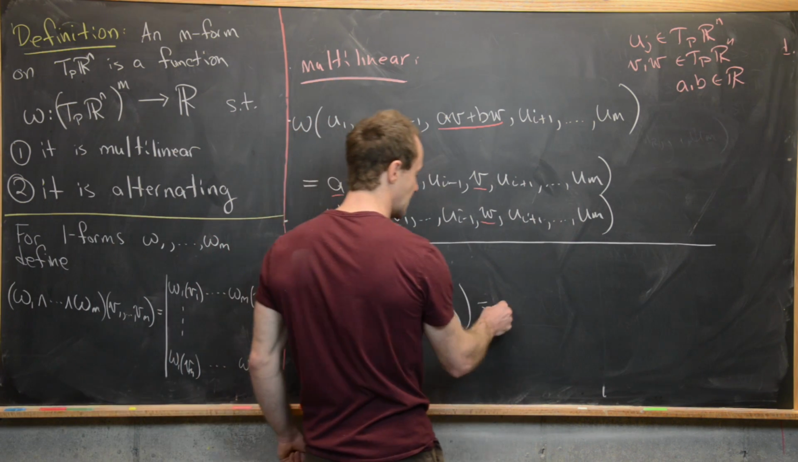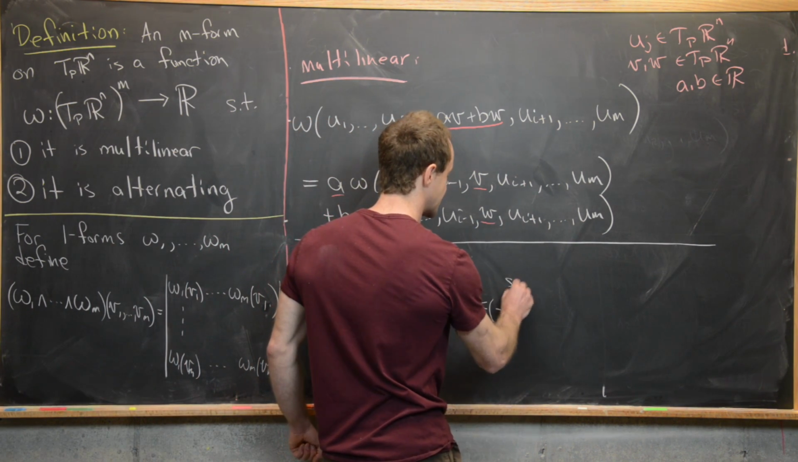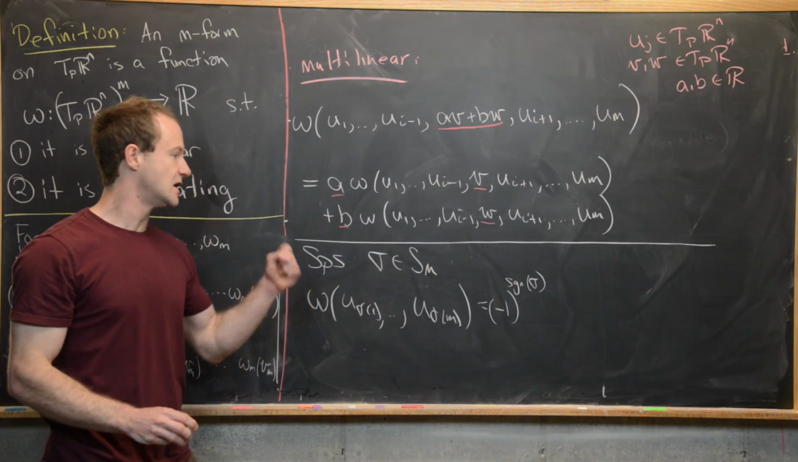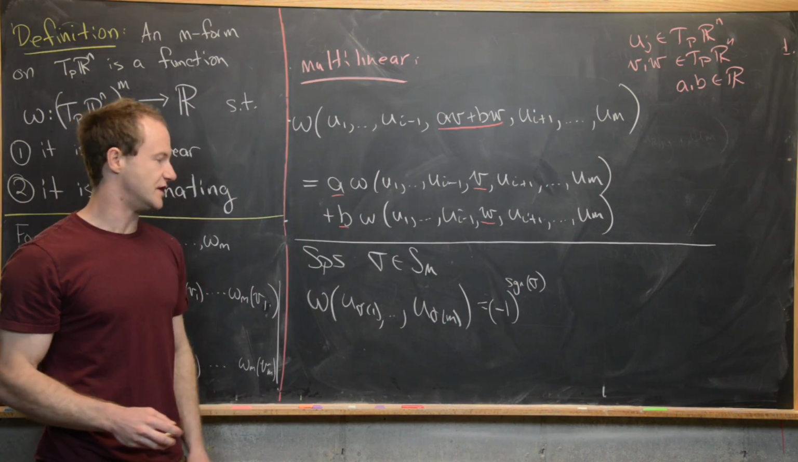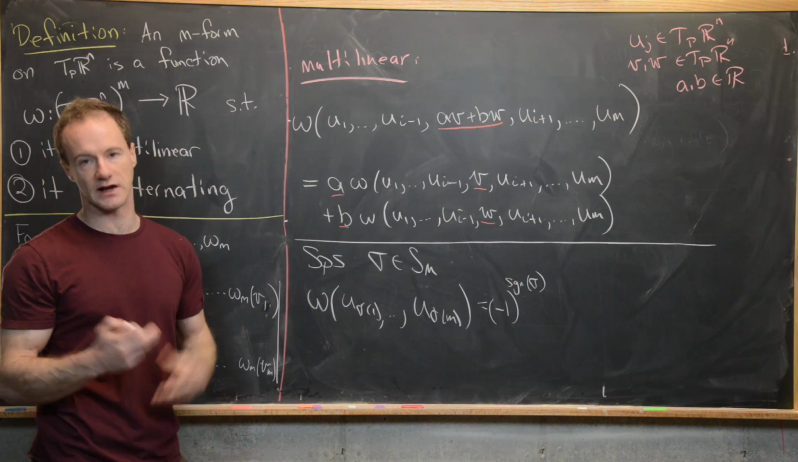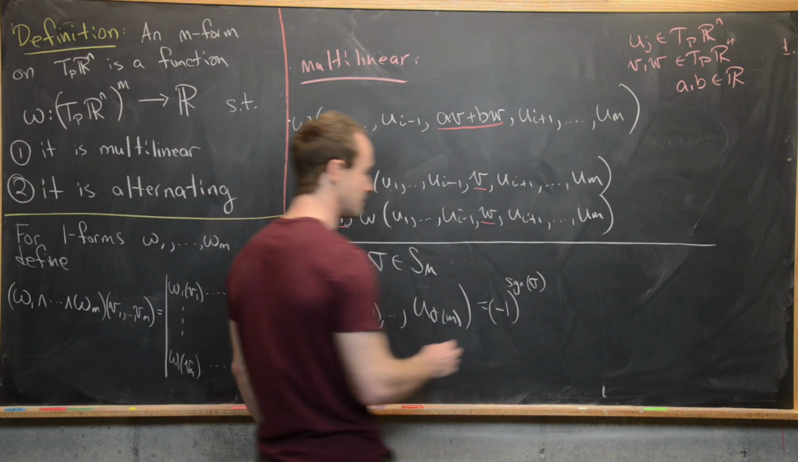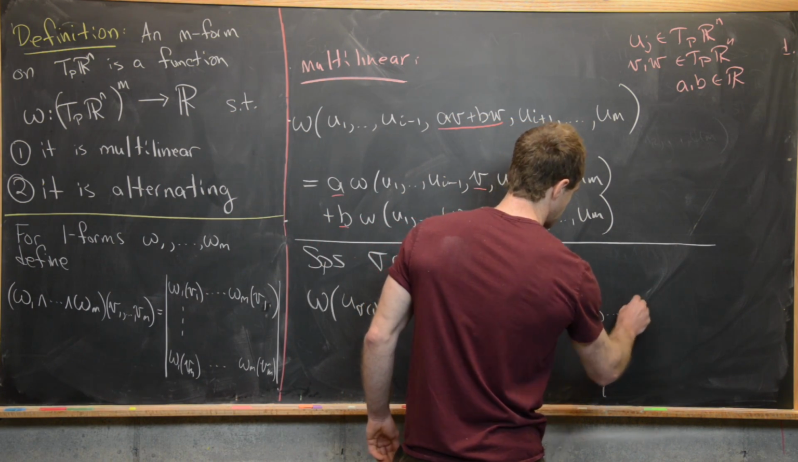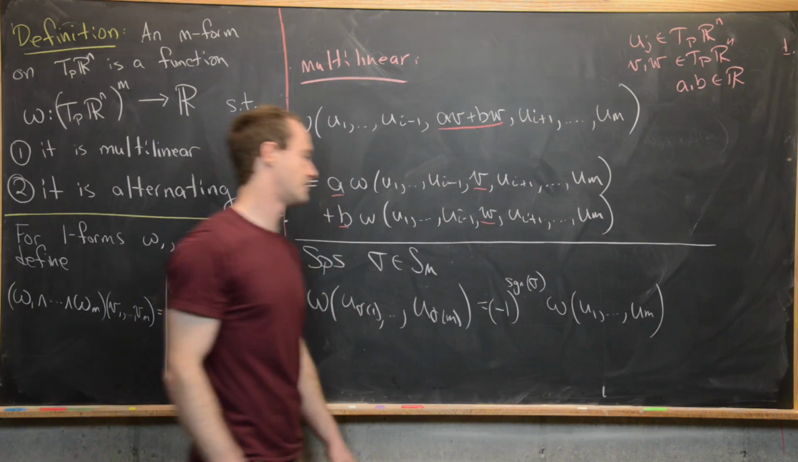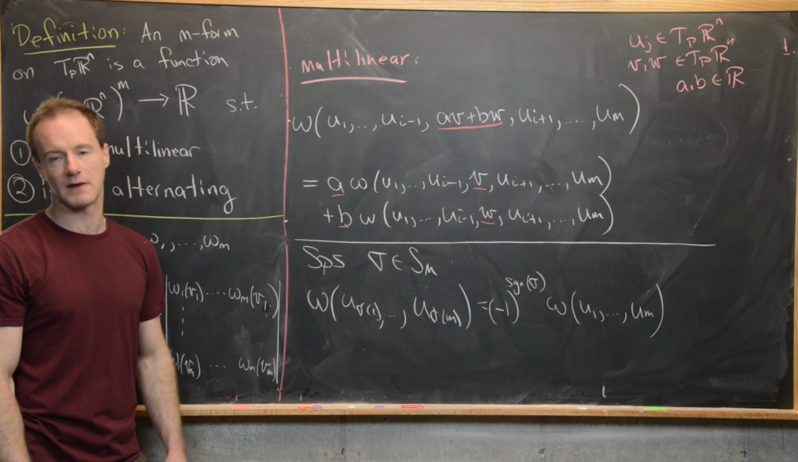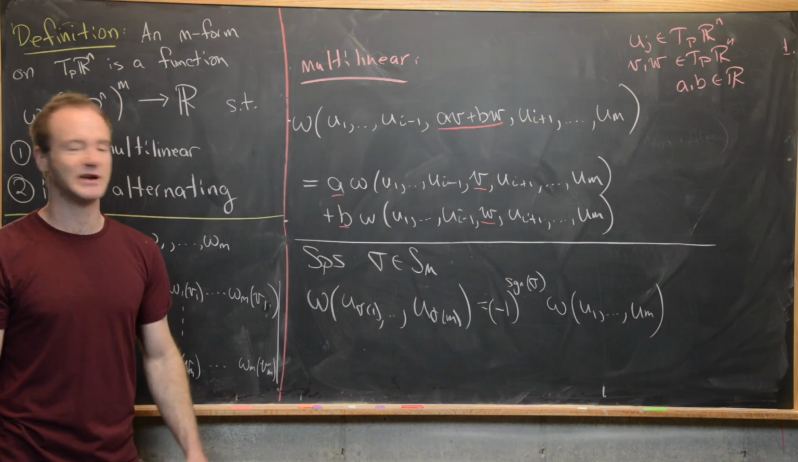is going to be equal to (-1) to the sign of sigma. In other words, if it is even, you get a 0 up there. If it's odd, you get a 1 up there. Is it in the alternating group or is it outside the alternating group is essentially what we're going for here, times omega of u1 all the way up to um. Great. So sometimes we'll get a plus sign and sometimes we'll get a minus sign, depending on how many shuffles we've done.